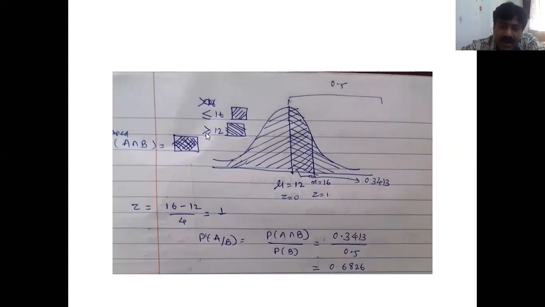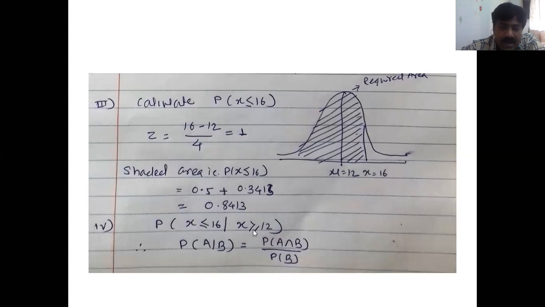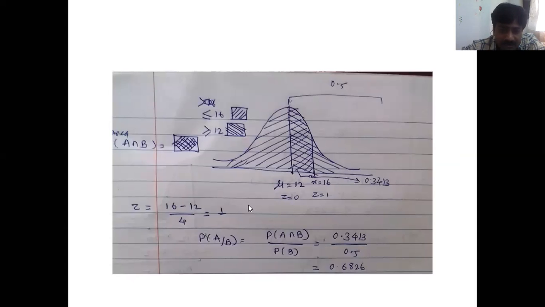Next, that is divided by the condition x is greater than or equal to 12. So x greater than or equal to 12 is marked this way. 12 is our center, so greater than 12 will be what? This complete portion, right? This portion will be our x greater than or equal to 12.